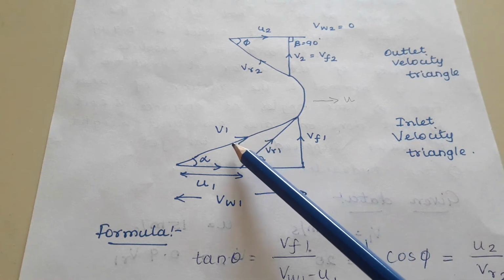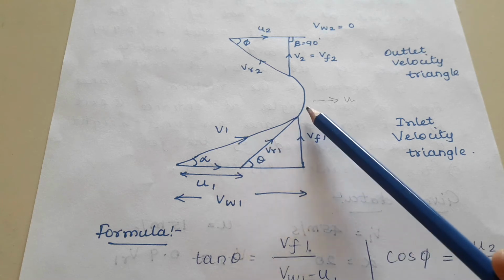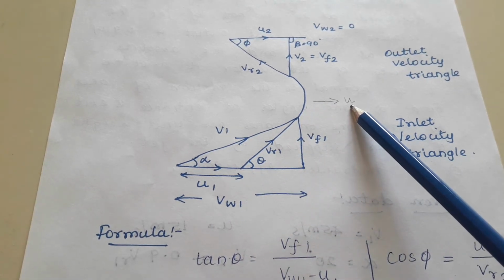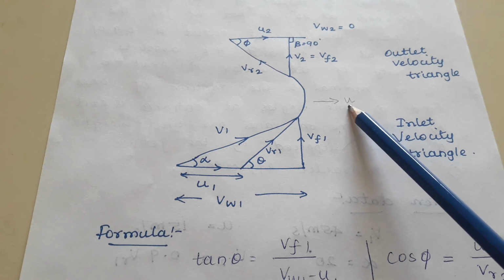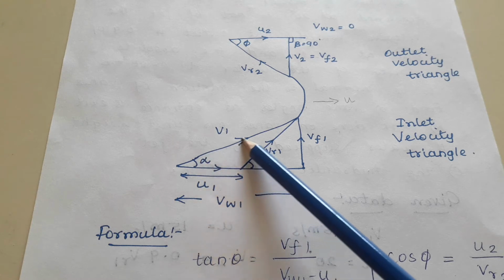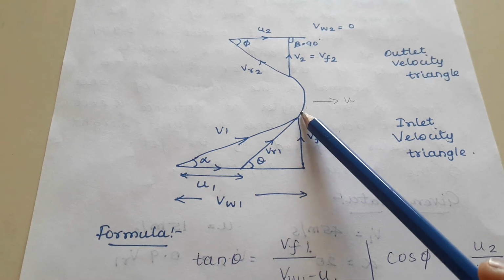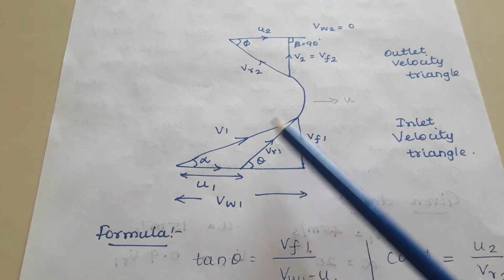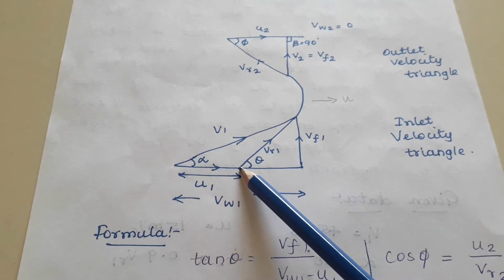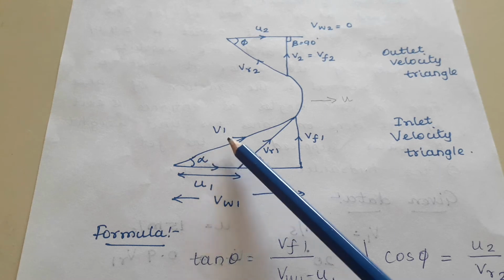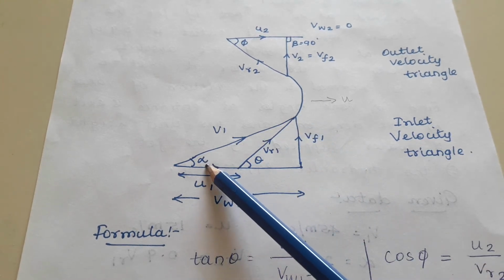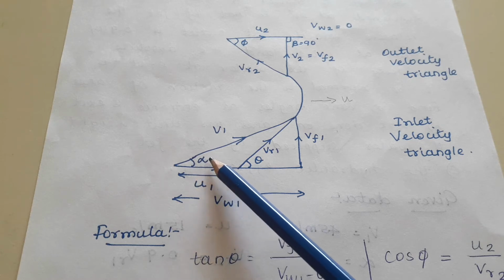So V1 is the velocity of jet which is striking the curved vein. The curved vein is also moving with a velocity u. For representing u at inlet, you have to take it as u1. So this is the velocity of jet striking the vein, and the vein is also moving at u1. So this is v1 and this is u1. Clear? It has an inclination. The jet strikes the vein at an inclination of alpha, so you have to represent alpha here.